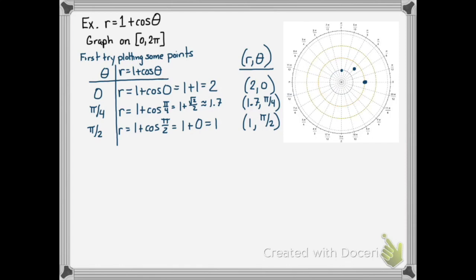The last ones that we're going to plot are 3 pi over 4 and also an angle of pi. I would encourage you to pause this video and write down your R value for 3 pi over 4, plot that point, write down your R value for an angle of pi, and plot it on the graph. So go ahead and pause the video and work those 2 points on your own. No, really, pause the video.